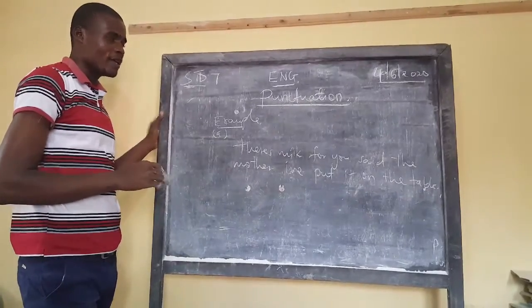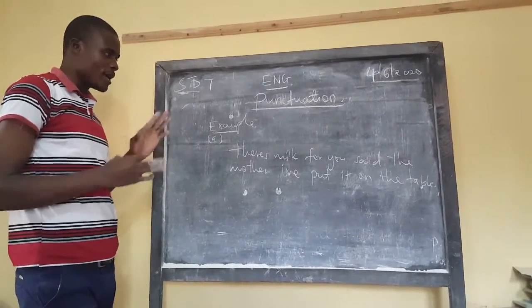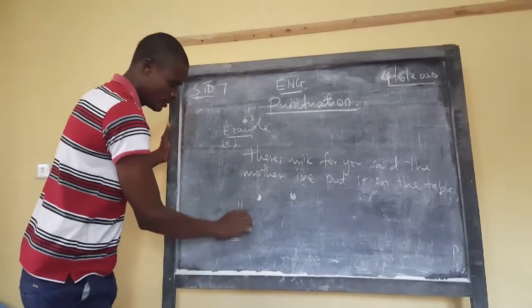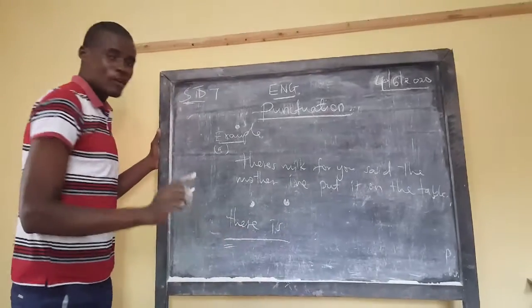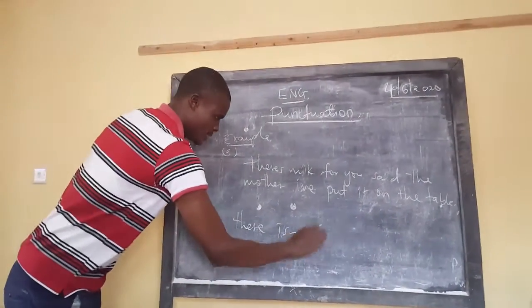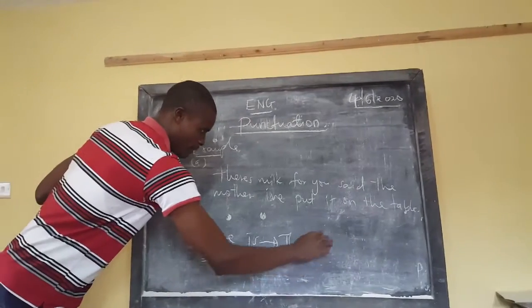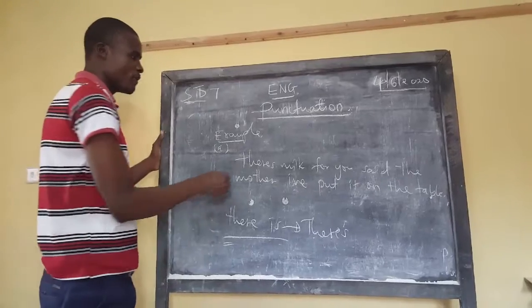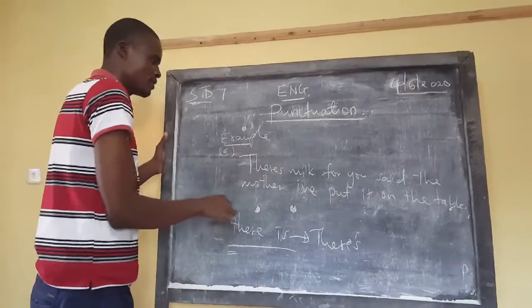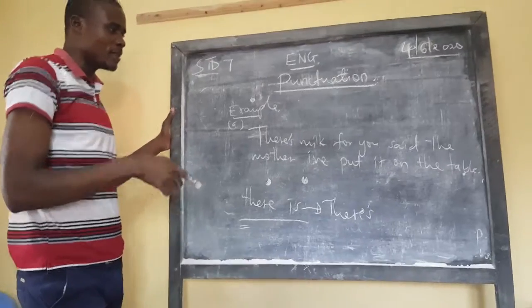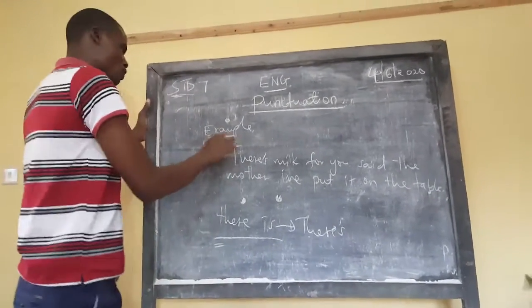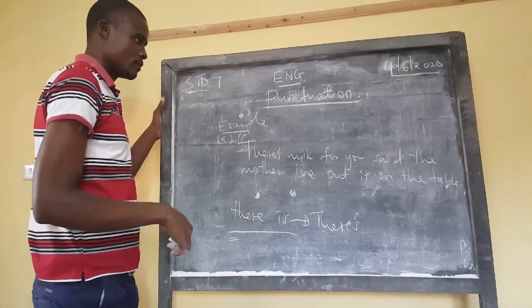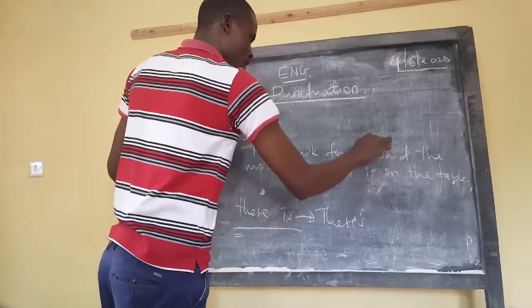Look at the question very well and then identify where our punctuation marks are going to be. So we have the words "there is". The short form of "there is" is "there's". Apostrophe and S mean "there is". So we begin there with a capital letter and then the apostrophe. "There's milk for you." We open speech marks, then close after "for you", comma, close.